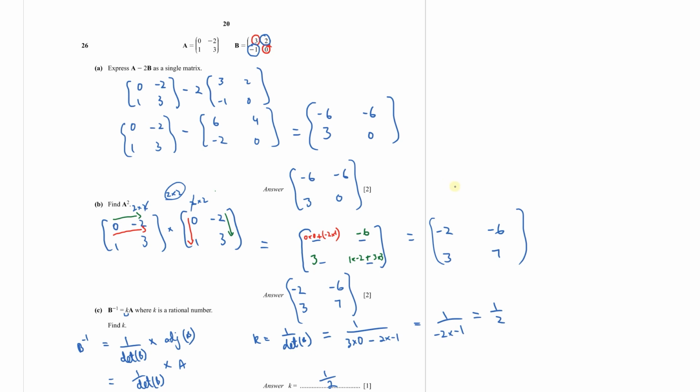So this is the end of paper 1, variant 1 for October-November 2017.